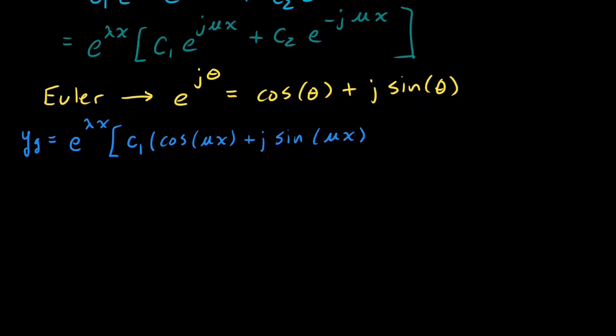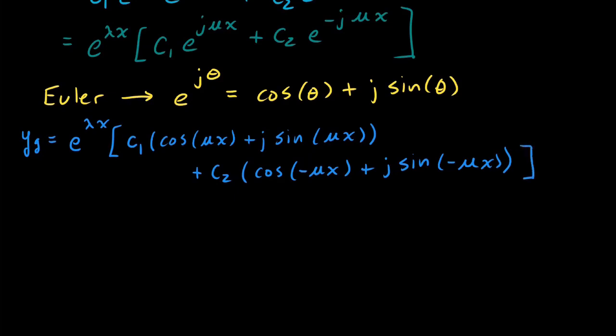All right, and then I've got to deal with the C2 term. So I'm going to just write that underneath here, plus C2 times the cosine of minus mu x plus j times the sine of minus mu x, right? And so that was all multiplying the C2 term, and then I close my brackets. So that's a lot going on there.